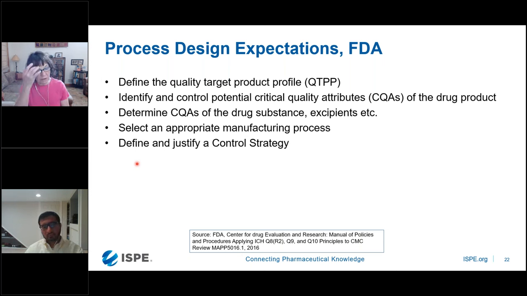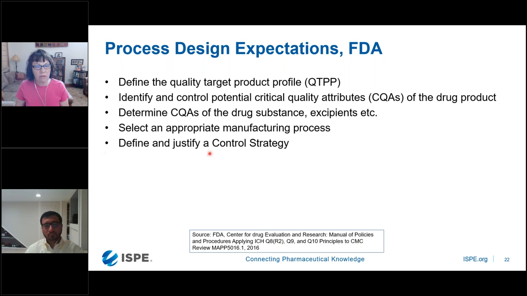They expect that you'll define the quality target product profile. That's identified in ICH Q8, as is the potential critical quality attributes of the drug product. We'll determine the CQAs of the drug substance. We'll select an appropriate manufacturing process and define and justify a control strategy. So these are the expectations for the process design stage.